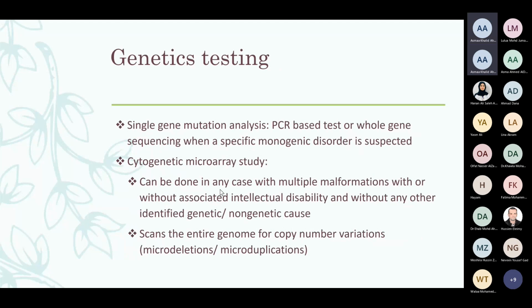Now, you could look for single gene mutation analysis. If you are going for whole gene, you can use whole gene sequencing. You can use microarray. This could be in a case of multiple malformation with or without intellectual disability. And you could actually scan most of the entire genome for copy number variation. Now, the microarray could fail to find balanced translocation, and if there is a mosaicism, it will also fail to find it. So at that time, whole exome sequencing is the best.